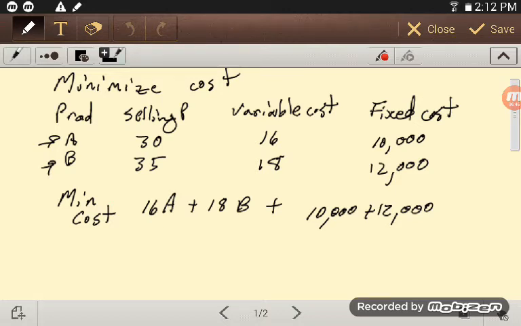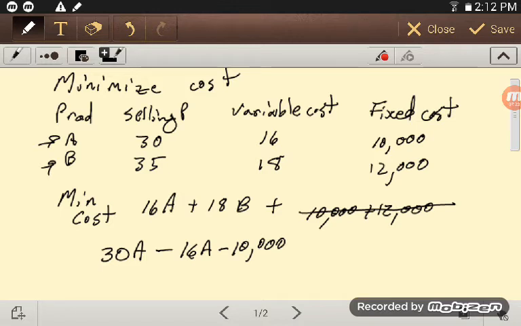And so, to get revenue, I'm just going to take 30 times A, and then minus my cost, so minus 16A minus 10,000. Now here, the 10,000 matters, okay, because it's a constraint, and so that line is in a particular place. But up here, it doesn't. So we can just get rid of that and just minimize 16A plus 18B.